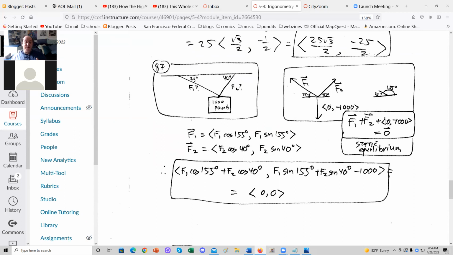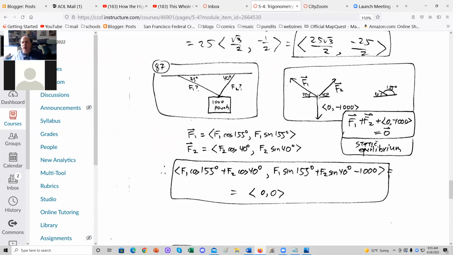Now here we have a very much more of an applied problem. Here we have a ton of 1,000 pounds weight hanging from 2 cables. One is at 25 degrees down from the horizontal. The other is at 40 degrees down from the horizontal. What's the force on the first cable and what's the force on the second cable? Now, okay, you write a force diagram. Here's 3 forces, F1, F2, and the weight.